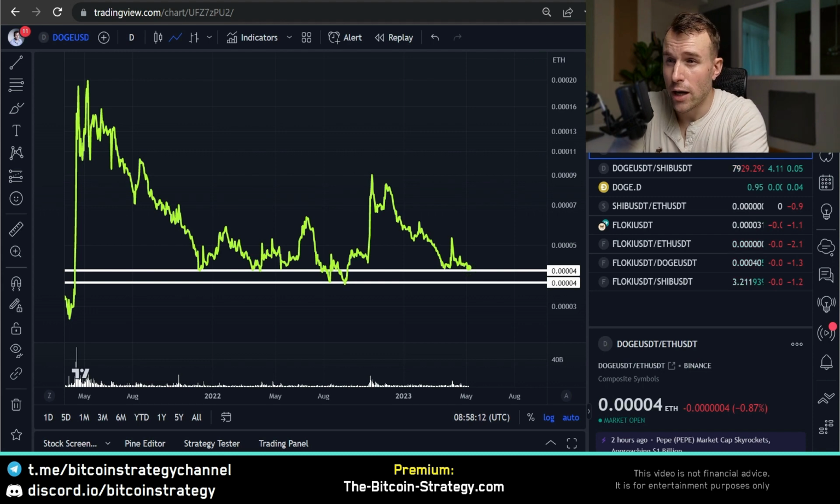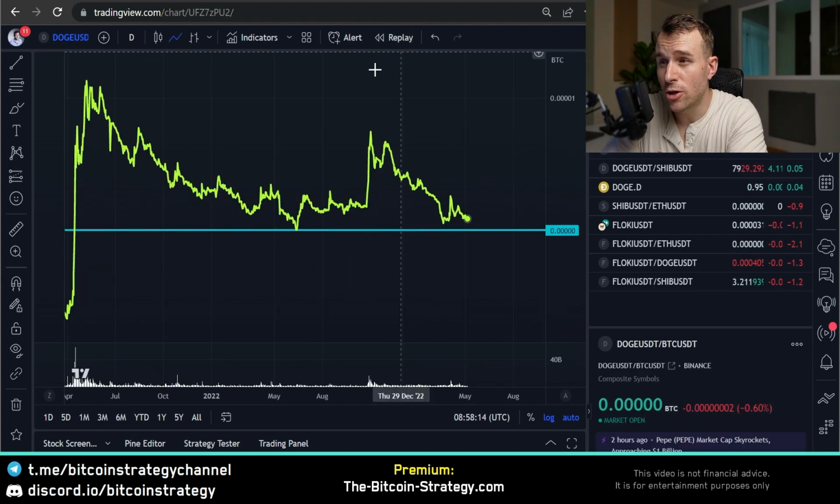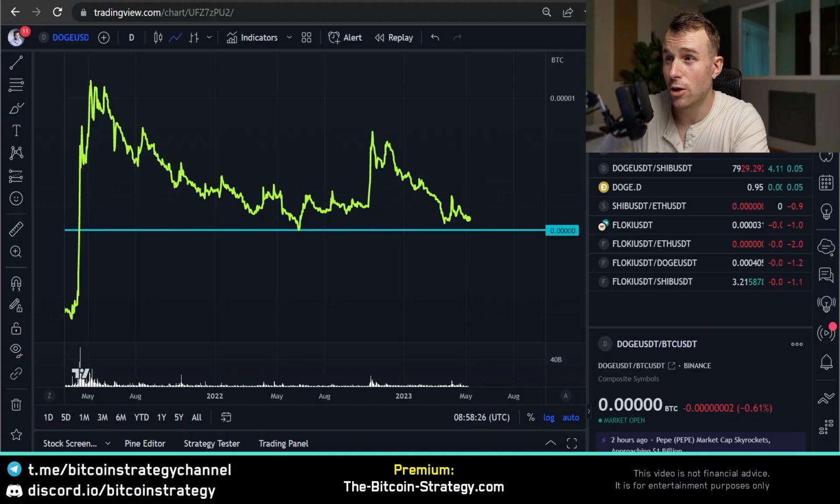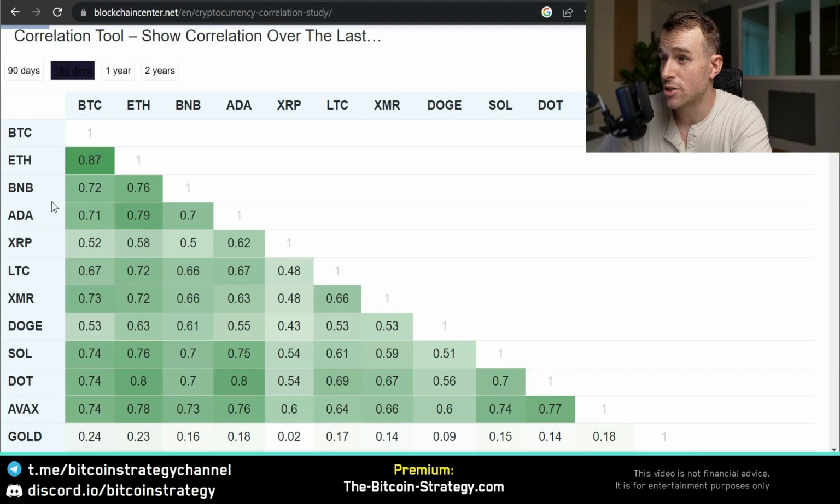The more common way is to look at any altcoin relative to Bitcoin. I'm not really a fan of looking at this relative to Bitcoin because of the correlation. So there is more correlation between Ethereum and the altcoins than between Bitcoin and the altcoins. And that's shown in this chart over here.